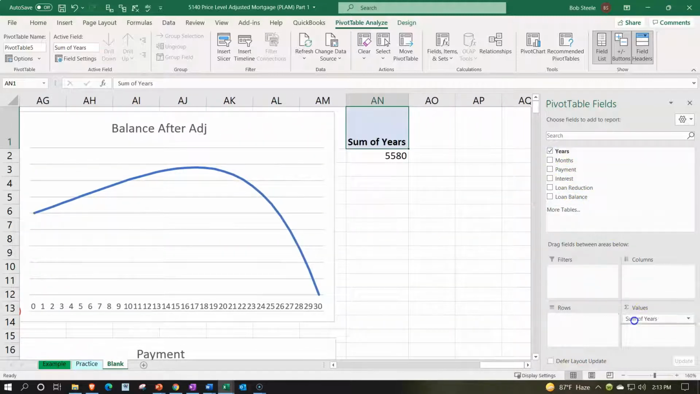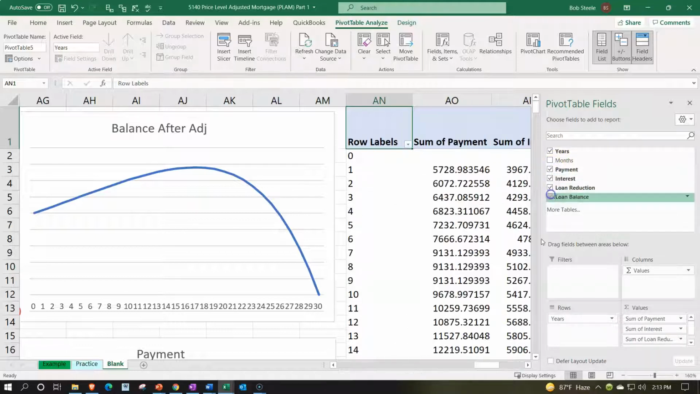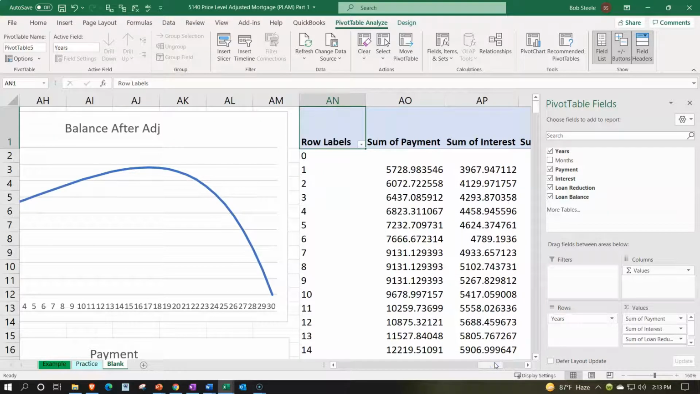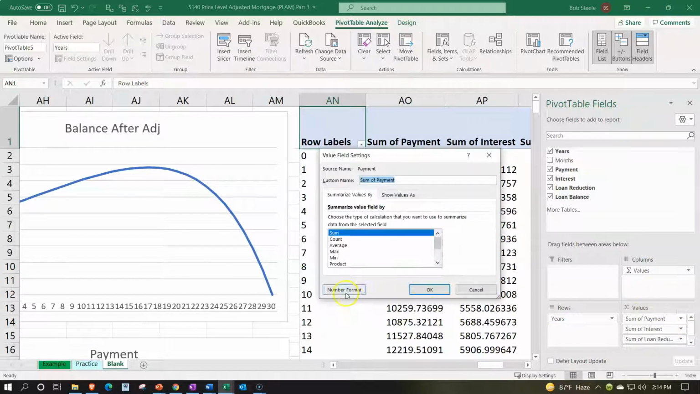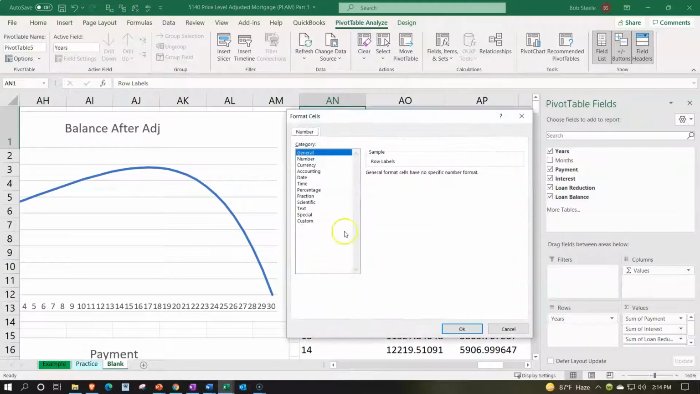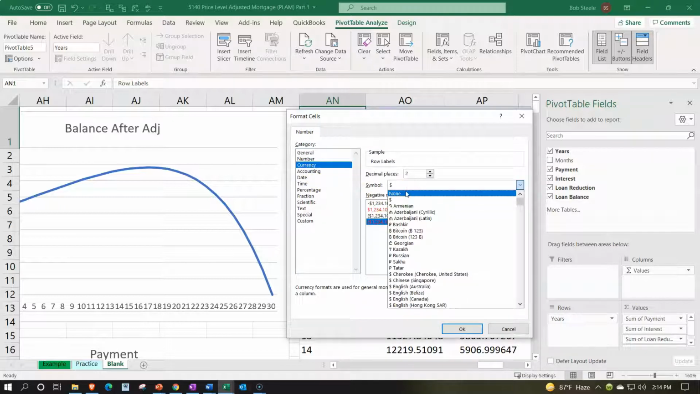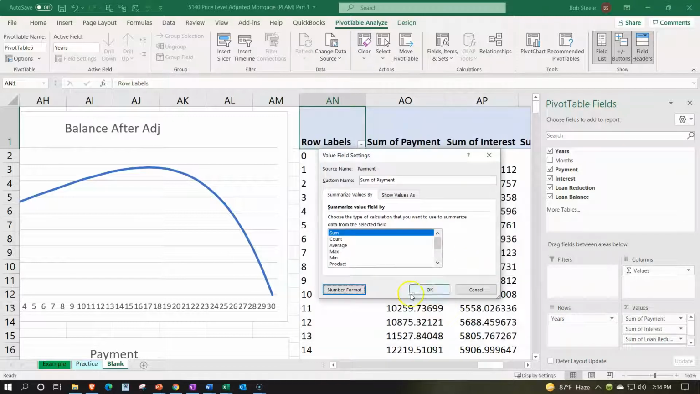Okay. Do our standard pivot table stuff. Years, pulling that to the left. We want the payment. We want the interest, loan reduction and then loan balance. Let's format them by selecting our items down here. Value field settings, number format. And we want to make it currency, or I'm going to make it brackets. You can do whatever you want. No dollar sign, no decimals.